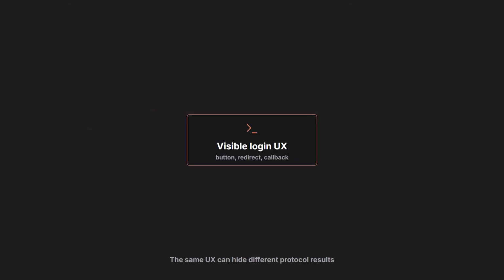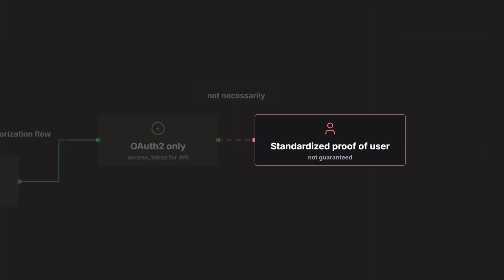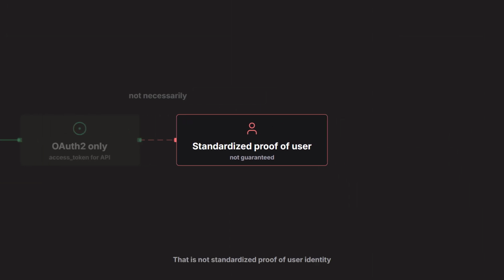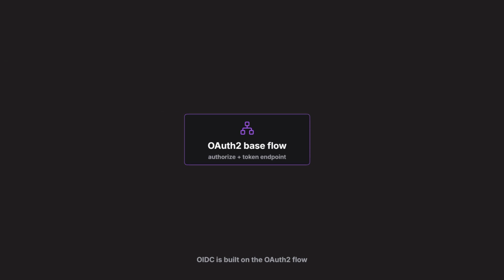This is why the same visible user experience can mean two different protocol level things. If the app only runs an OAuth2 authorization flow and receives an access token, it has permission to call an API. It has not necessarily received a standardized proof of who the user is. If the app runs an OpenID Connect flow, then it is using an identity layer built on top of OAuth2. OpenID Connect adds the OpenID scope.